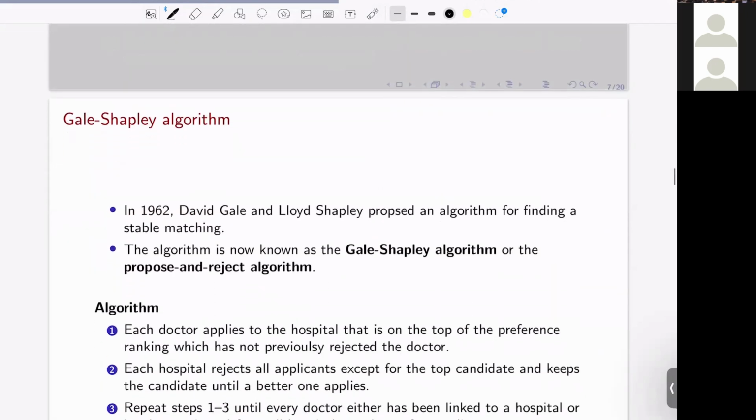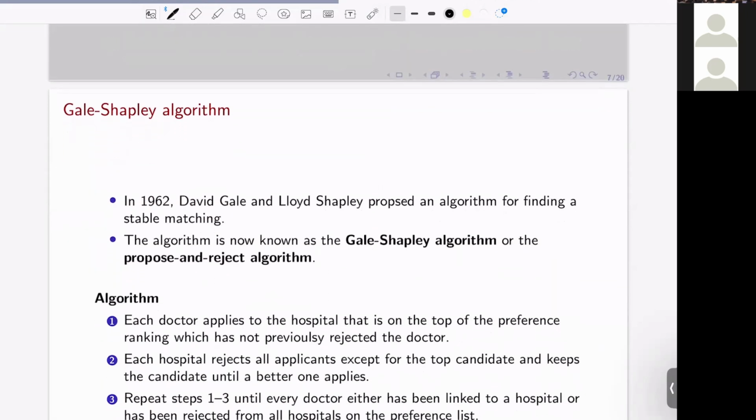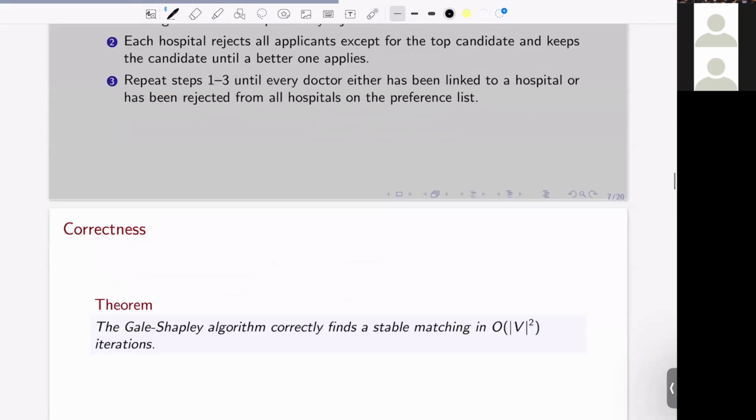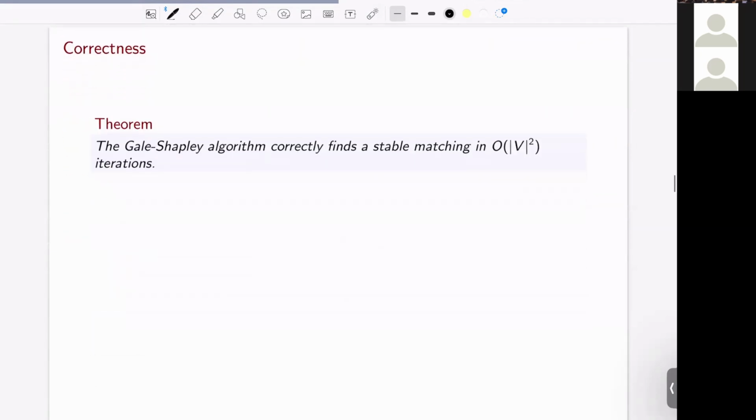We repeat this process, and the theorem is that the algorithm is always guaranteed to find a stable matching, or a matching that avoids unstable pairs. Because this is a kind of intuitive algorithm, let me give you maybe 2 minutes to think about why it works.